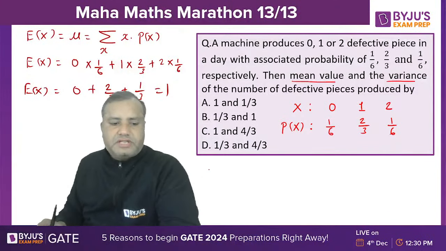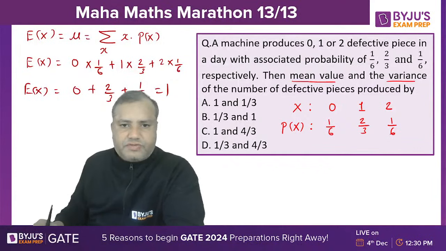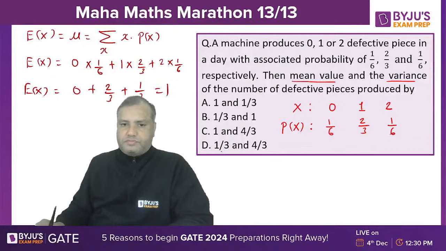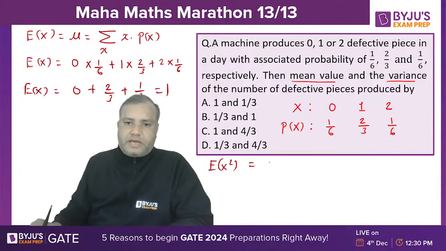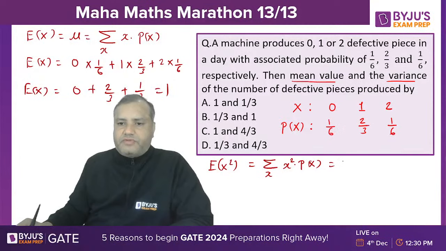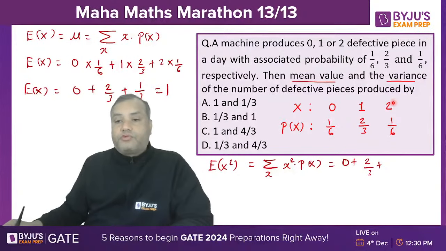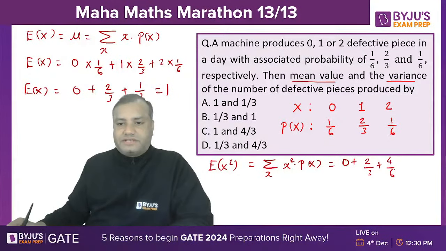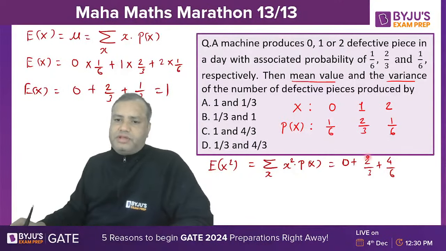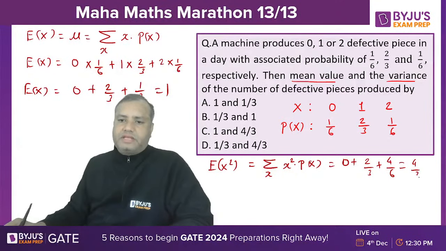After expectation of x, we will calculate expectation x square. Expectation x square means summation for all the values of x square into p of x. So 0 square into 1 by 6 is 0. 1 square into 2 by 3 is 2 by 3. 2 square is 4, and 4 into 1 by 6 will be 4 by 6, that is 2 by 3. 2 by 3 plus 2 by 3 will be 4 by 3.